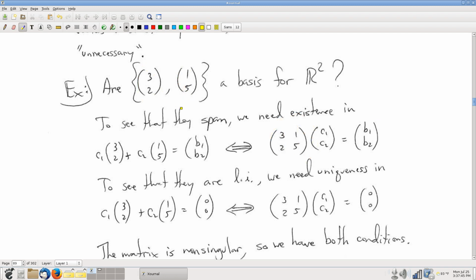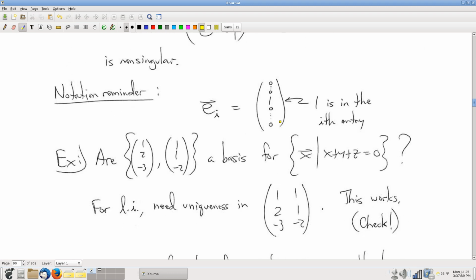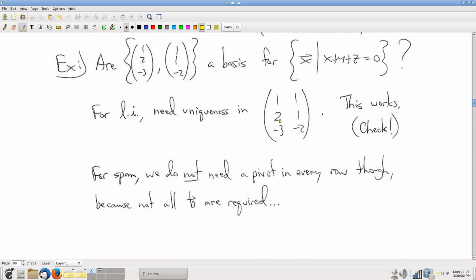In particular, in these two examples, we were looking for bases of the entirety of Rn, R2 in this case, Rn in this case. And that's not always the case. So consider, for example, here a pair of vectors. Let's ask, is this a basis for this plane, the subspace of R3? Okay. Well, to decide, we need to first check, is this a linearly independent list?